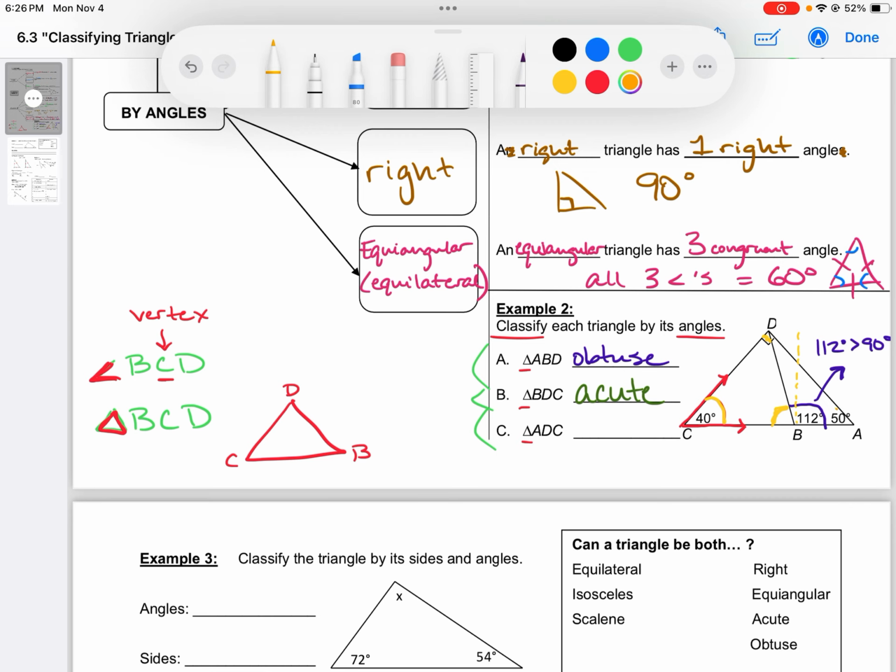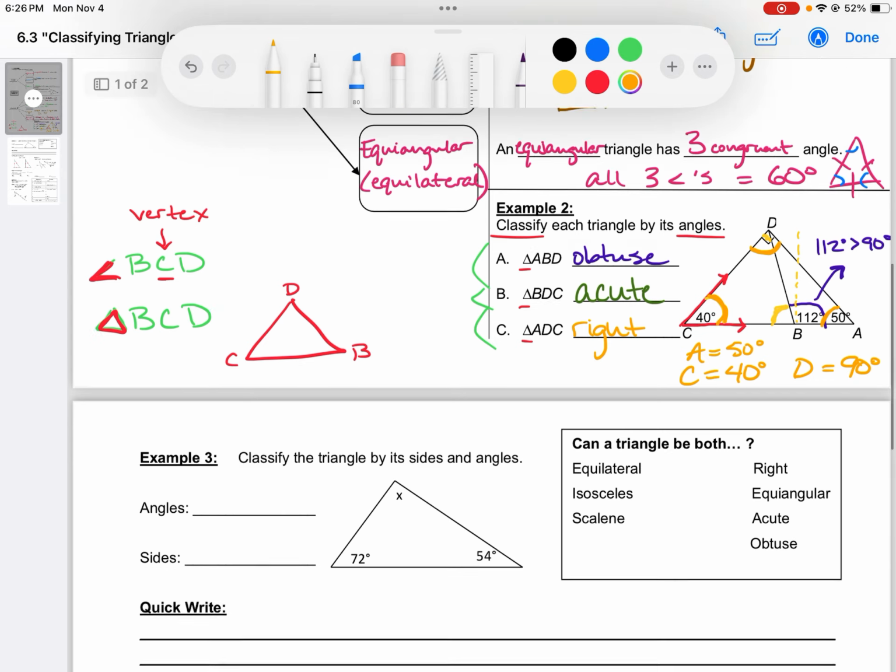And then lastly, we have triangle ADC. So from A to D to C. If you look at A, it's 50 degrees. C is 40 degrees, and angle D is 90 degrees. And so altogether those equal 180, but also D is 90 degrees, which means this is a right triangle.